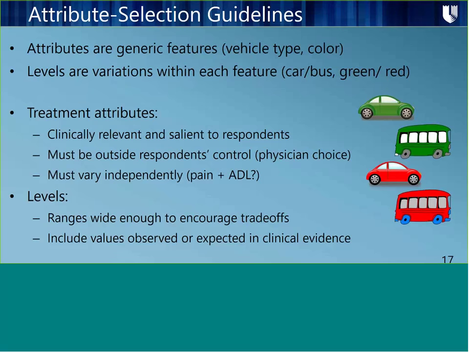Now that we've clearly specified our research question, we've answered the why, who, and what, we'll get down to some of the nuts and bolts that are required when we're conducting one of these preference studies. So you've already seen examples of attributes. I think you probably know that they represent the different features. We provide examples here from transportation planning where an attribute might represent different features of a car, the vehicle type and its color, and then the levels are just variations within each of those features.